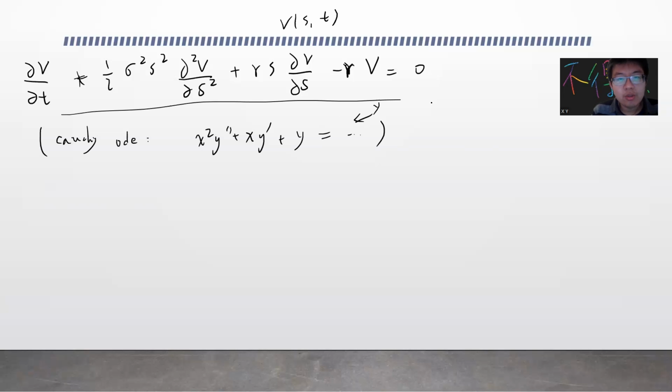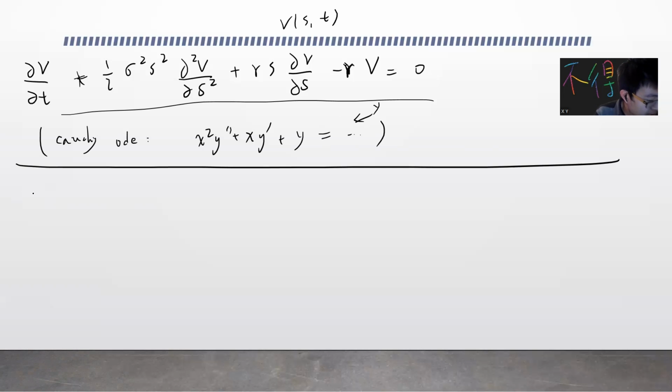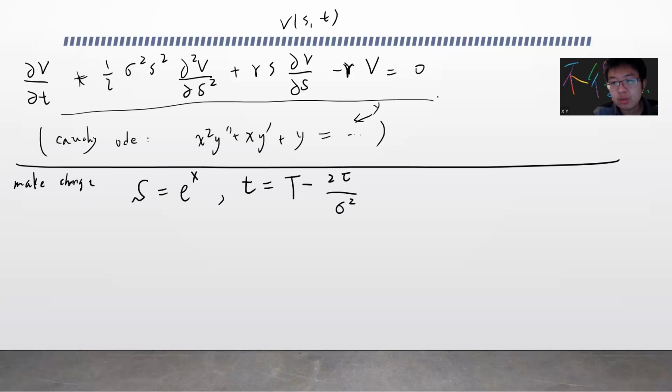So in this way, since we want to get rid of this S squared, that means we need to change the variable on this S. So this gives us the first hint. The first step and the second step is to translate this t. It's very simple. So let's make the change of variable: S equals exponential x, and small t equals capital T minus 2 tau divided by sigma squared. There is a boundary condition that you also need to change, but let's skip this first.